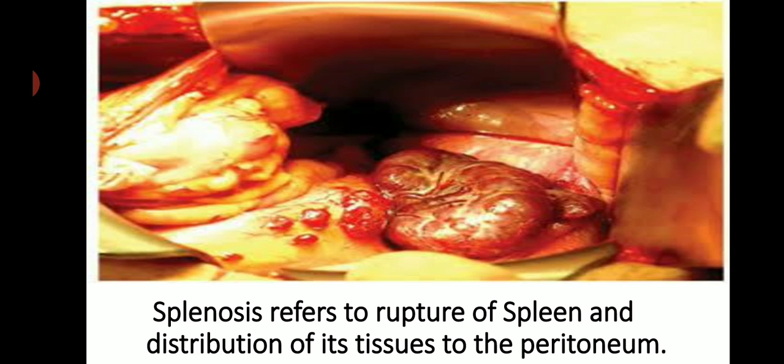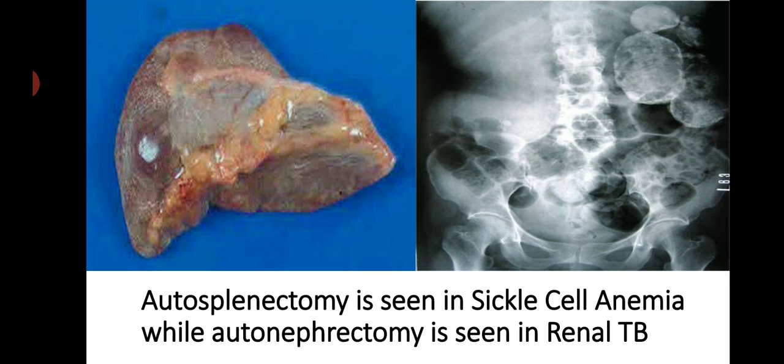Splenosis refers to rupture of spleen and distribution of its tissues to the peritoneum. Autosplenectomy is seen in sickle cell anemia, while autonephrectomy is seen in renal tuberculosis.